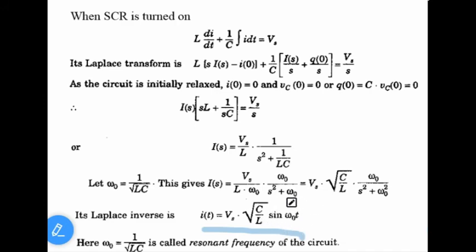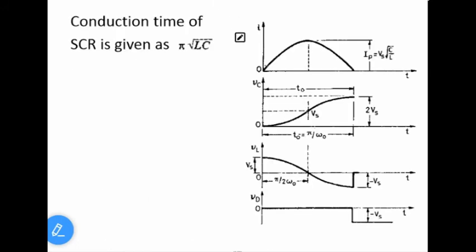Now the half cycle of the sine will be completed when omega naught t equals pi. The time at which the current becomes 0 is when omega naught into t is equal to pi, 180 degrees. From this, t equal to pi by omega naught, and omega naught equal to 1 by root LC. Now here let us plot the waveforms.